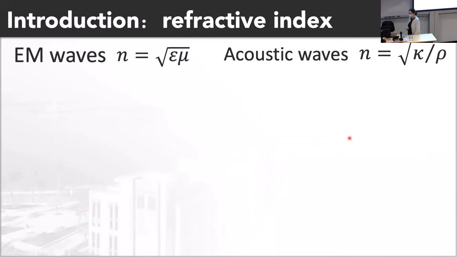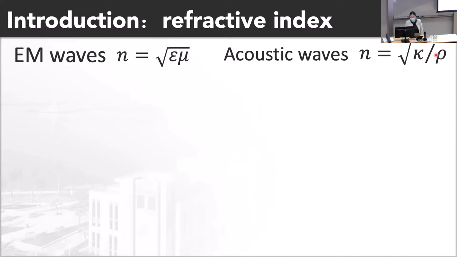And now the question is, what is the refractive index? Well, for electromagnetic waves, the refractive index N is the square root of the product of dielectric constant epsilon and magnetic permeability mu. For acoustic waves, it is similar, but under the square root is kappa, which is the bulk modulus, divided by the mass density. So let's take the electromagnetic wave as an example.